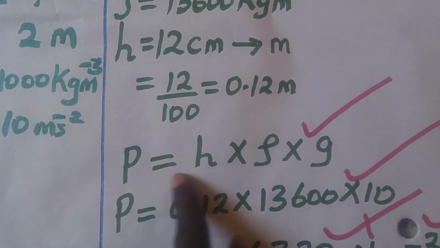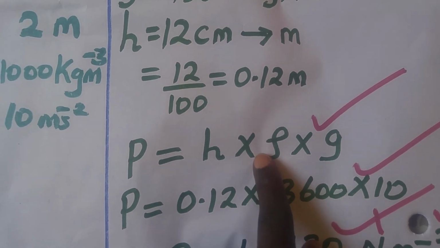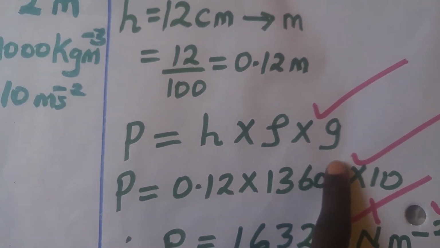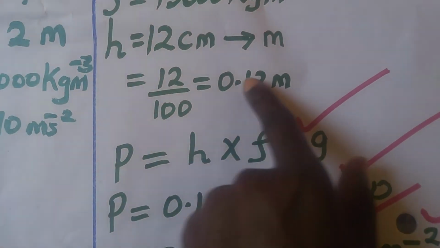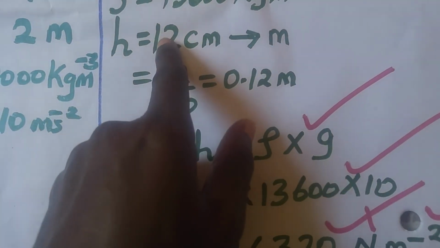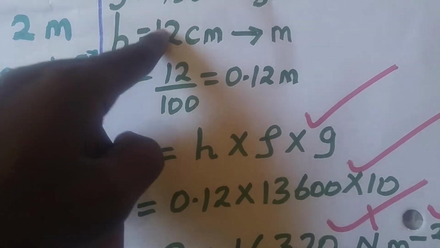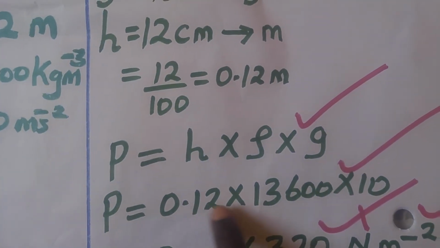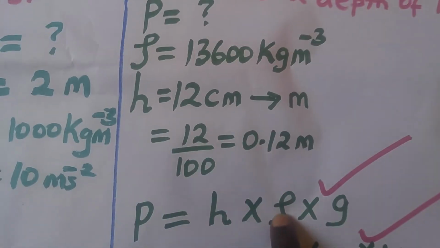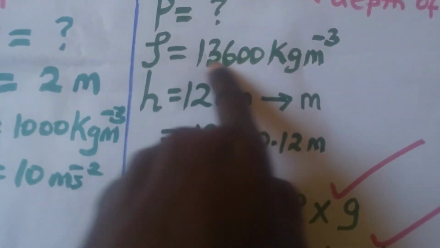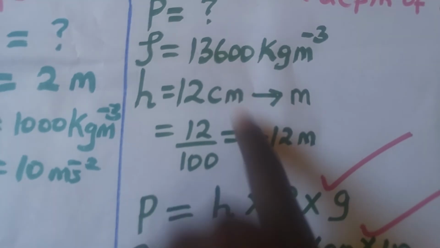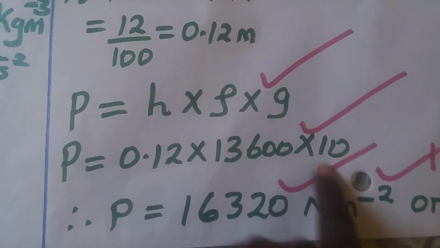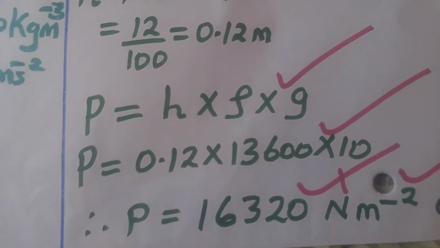Pressure in liquid is equal to H times density rho times acceleration due to gravity 10. The height is now this one, the one in meters. This one you don't use again. You have already changed this into meters. So you use that, the one in meters, times the density which you were given here. This time the density is what? 13,600. Times the acceleration due to gravity which you were not given. Why? Because they are aware that you know it.